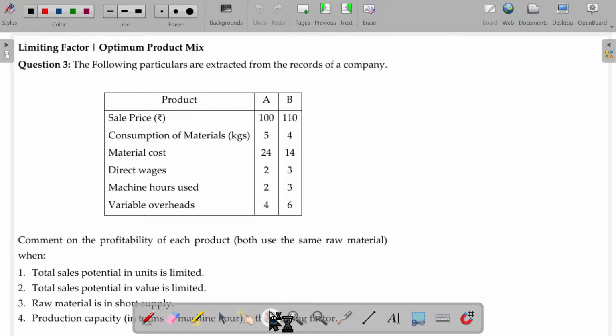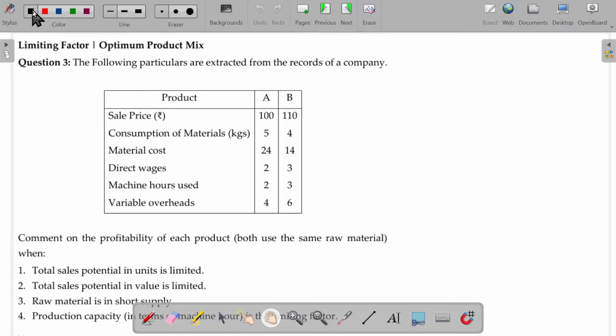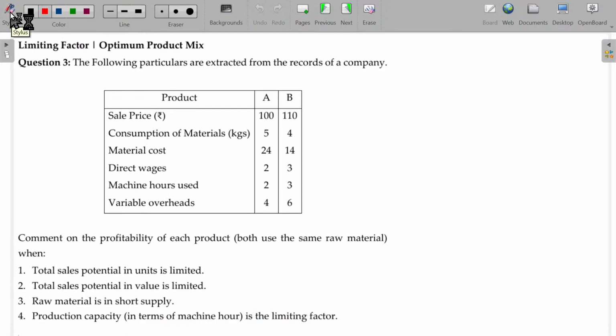Now we'll move on to the next content, limiting factor. Limiting factor along with optimum product mix.